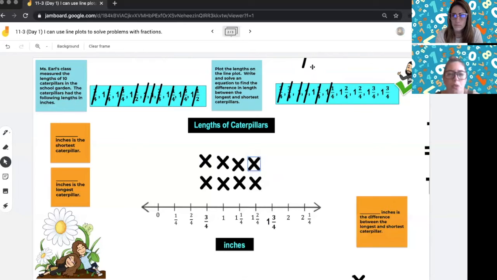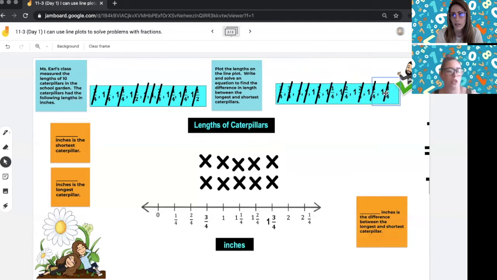And there are 2 caterpillars that are 1 and 3/4 inches long. I'm just looking at this data right now, Ms. Schultz, and I realize all the numbers in inches have the same amount of caterpillars at that length. Yep, that's a good observation.